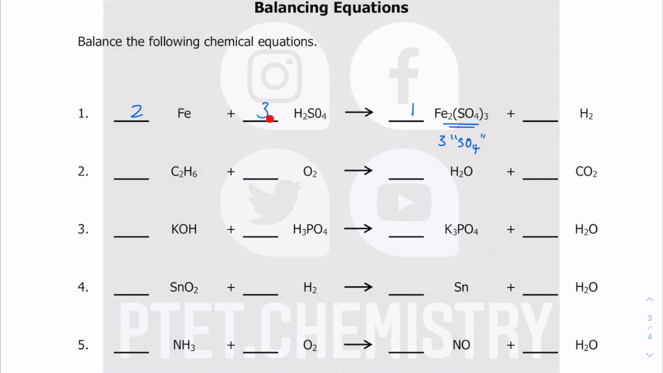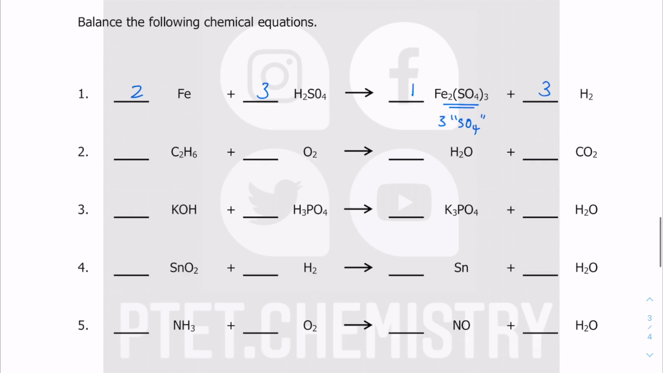Now in terms of the hydrogen, there is 3 times 2, which is 6 hydrogen atoms. There are 2 hydrogen atoms there already. I cannot change the number at the bottom, so what I do is 3 H2 molecules, which will mean 3 times 2, 6 hydrogen atoms.